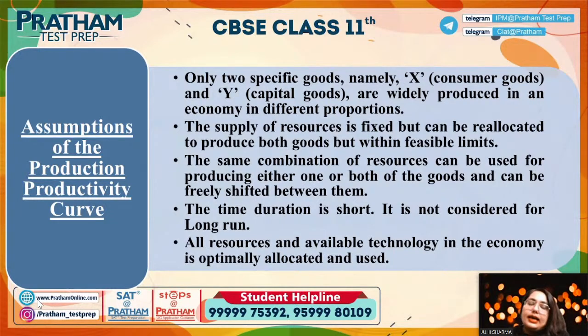PPC के assumptions क्या हैं? So first assumption तो I have told you कि हम केवल और केवल दो ही goods लेते हैं. We only assume that the economy is in the situation of producing only and only two goods. Okay, that the economy is in the situation of producing only two goods. हमारे पास सिर्फ दो goods produce करने का वो है, right? Second thing is आपका पहला चीज हो गया that only two specific goods can be produced in an economy, right?